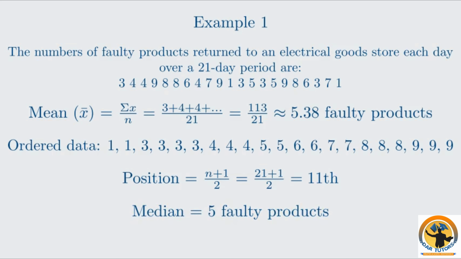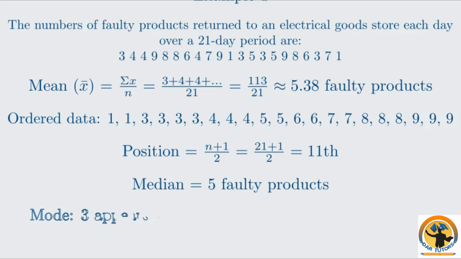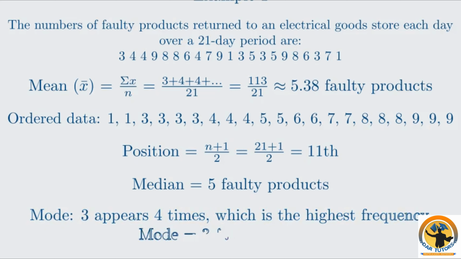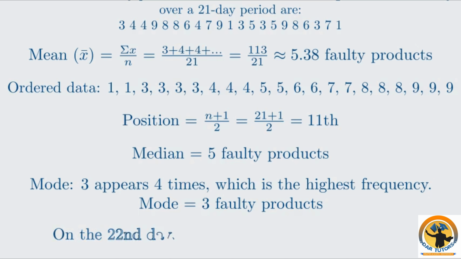Now for the mode. We look for the most frequently occurring value. Looking at our ordered data, we can see that the value 3 appears 4 times, more than any other value. Thus, the mode is 3 faulty products. Now, let's see how these measures change if we add a new data point. Let's suppose on the 22nd day, 9 faulty products were returned.